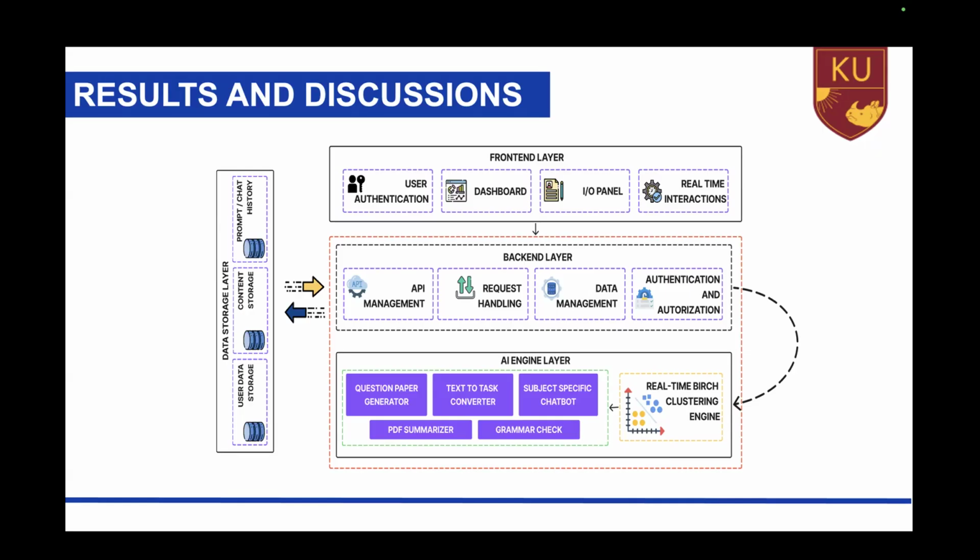So we created an application which could generate question papers, do text to task conversion like an agent, PDF summarizing, grammar checking, and a subject specific chatbot, let's say for physics, for computer science, for material science. So we built these components. Based on the prompts the users were giving, we classified and labeled the users using our own clustering algorithm.